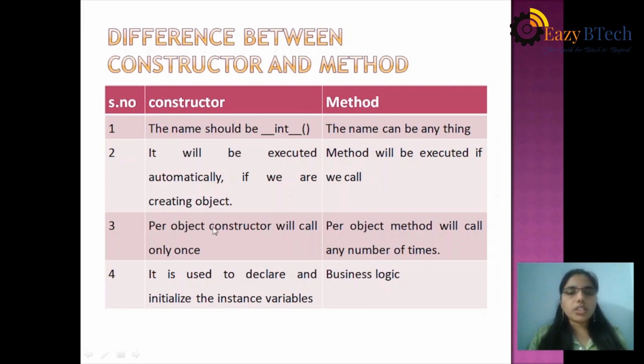Okay. Per object, the constructor will be called only once. Per object, a method can be called any number of times. What is the constructor's purpose? It is used to declare and initialize the instance variables only, not static variables or class-level variables.